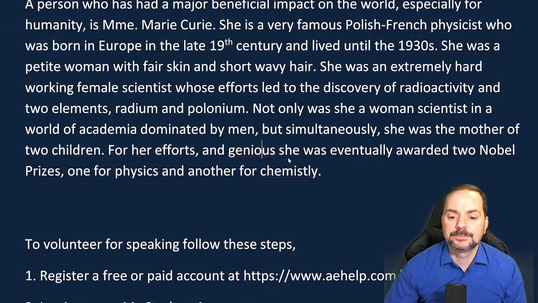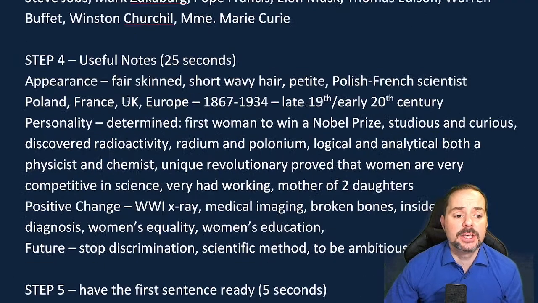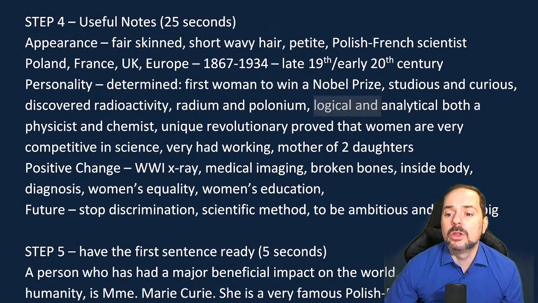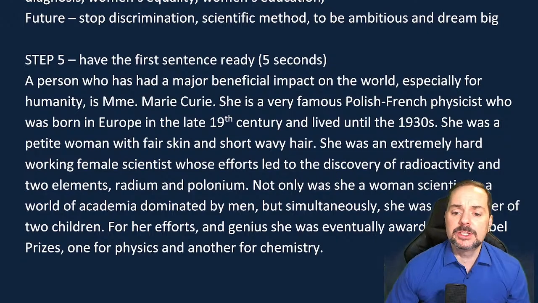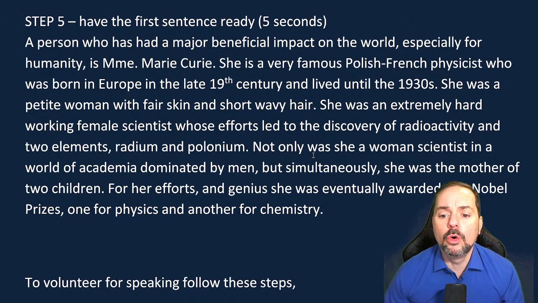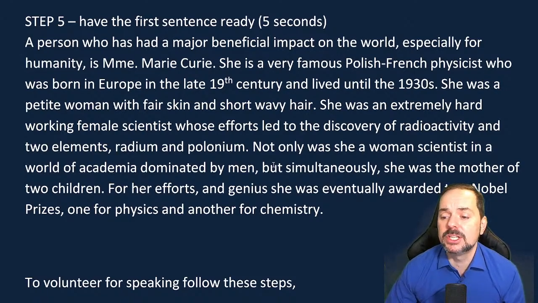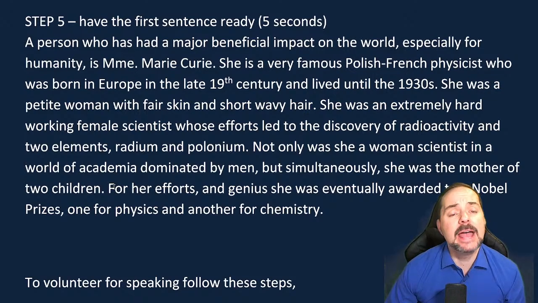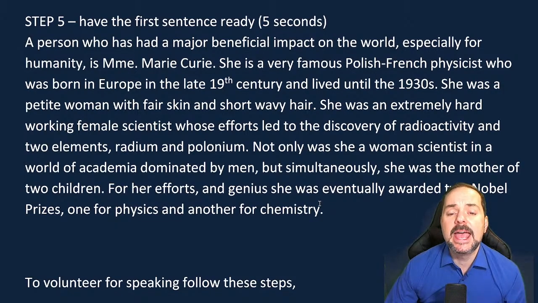Okay, so again, just going forward with those notes. And if you get stuck, you look at those notes, right? So logical, analytical, physics, chemistry, and competitive, two daughters. So I'm using this information now. All right, so repeat after me. Not only was she a woman scientist in a world of academia dominated by men, but simultaneously she was the mother of two children. For her efforts and genius, she was eventually awarded two Nobel Prizes, one for physics and another for chemistry.